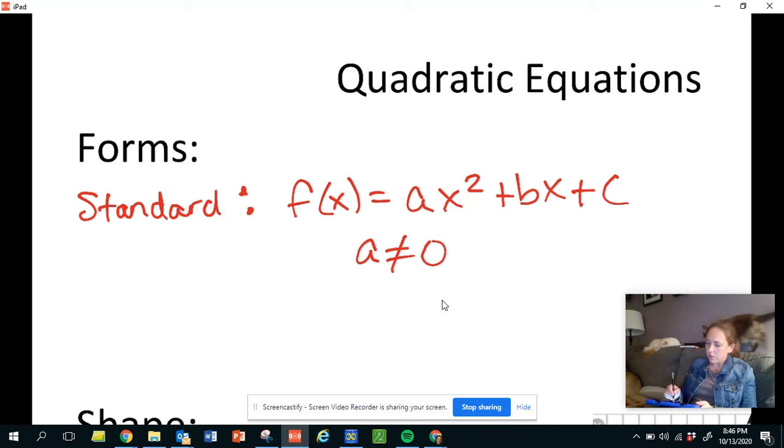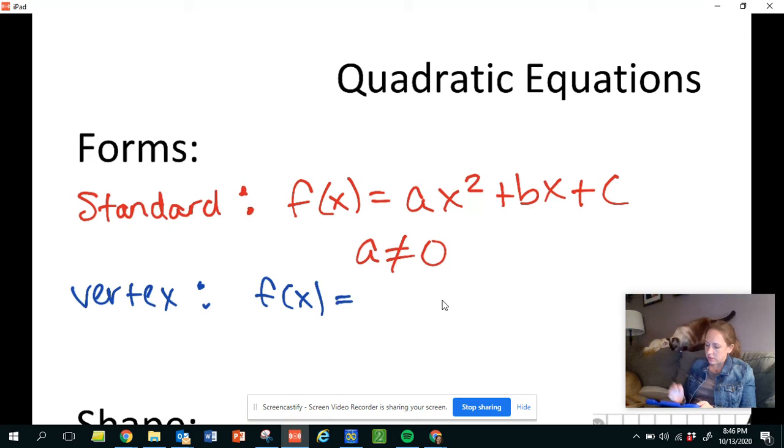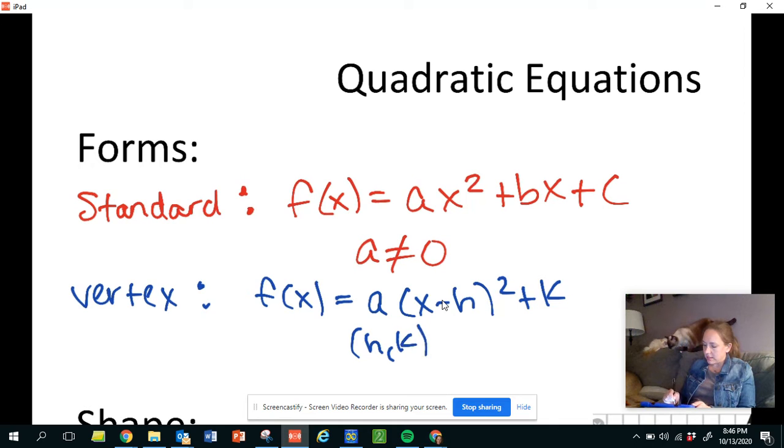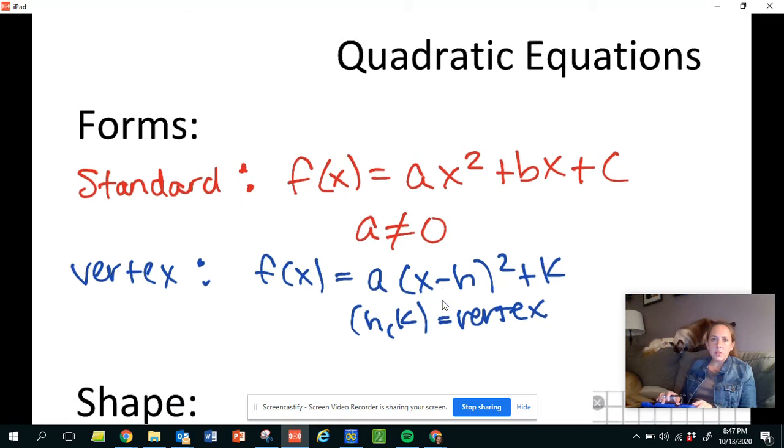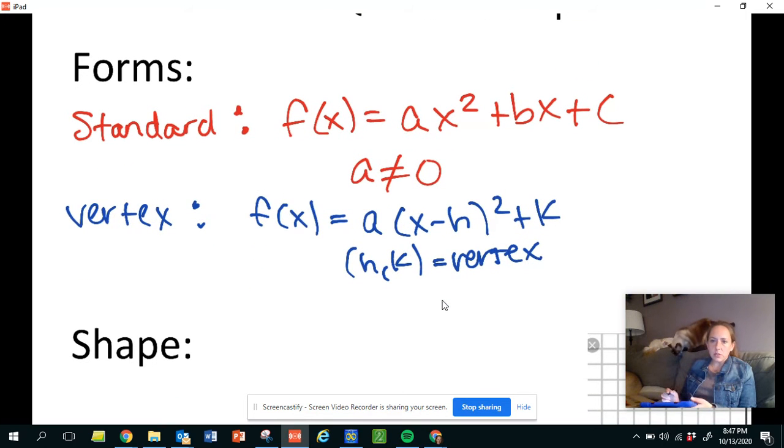Next would be vertex form. So that is where you're going to have f of x equals a, and then in parentheses x minus h squared plus k, where (h, k) is the vertex, which we'll talk about in a second. So notice again, you always have the x squared. The only time you don't actually see the squared is when you have factored form.